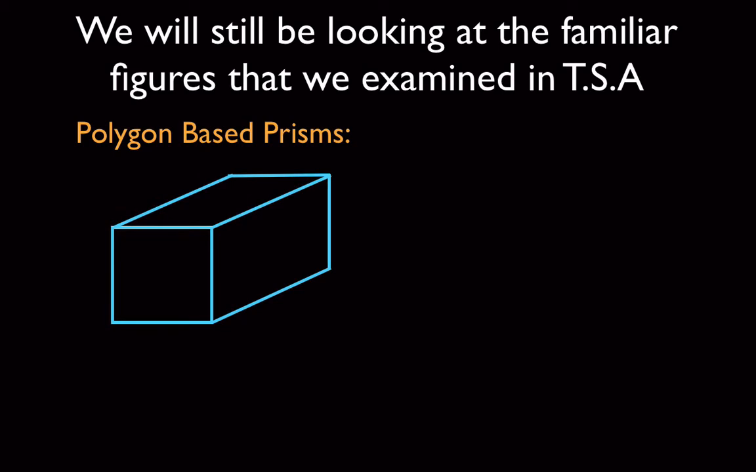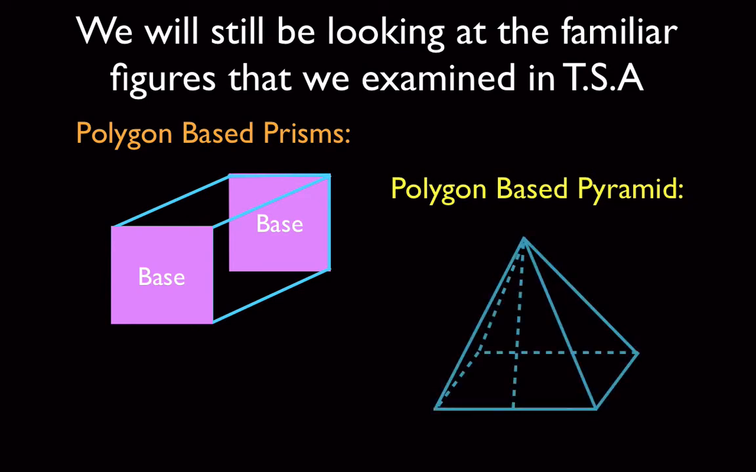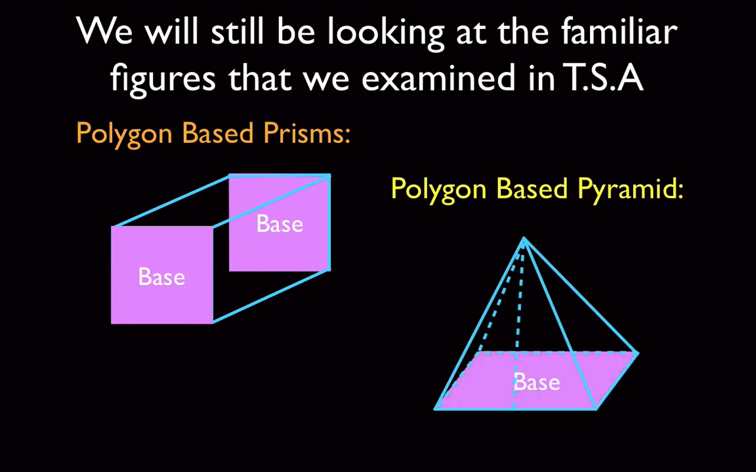It could be a rectangle like that, or it could also be, for example, a base and another base connected with straight lines, or it could be a trapezoid, triangle, any of those things. And polygon-based pyramids. What that means is it has a base, which could be a rectangle or a square. Most likely they're going to be a square or an equilateral triangle, and they come to a point.